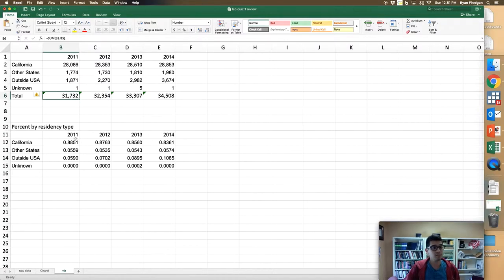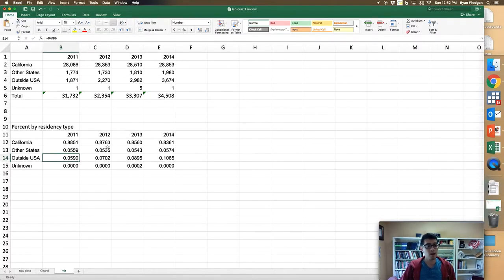And so all I did within each year was say, okay, in Californian students, I've got the number of Californian students, the cell B2, divided by the total number of students in 2011, which is 31,732 in B6. And so that cell is equal to B2 divided by B6. And then I did that for the next one. The number from other states, B3, divided by the total, B6. The number from outside the USA, B5, divided by the total number, B6. So that's what the formula is right there.